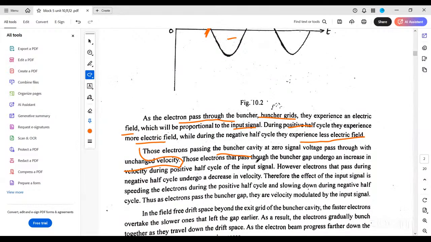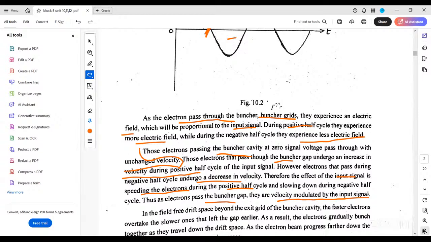The electron that passes through the buncher gap undergoes an increase in velocity during the positive half cycle, and it gets a decrease in velocity during the negative half cycle. Positive half cycle, velocity increasing; negative half cycle, velocity decreasing. Therefore, the input signal is speeding up and slowing down the electron flow during positive and negative half cycles. Thus, as electrons pass the buncher gap, they experience velocity modulation by the input signal.